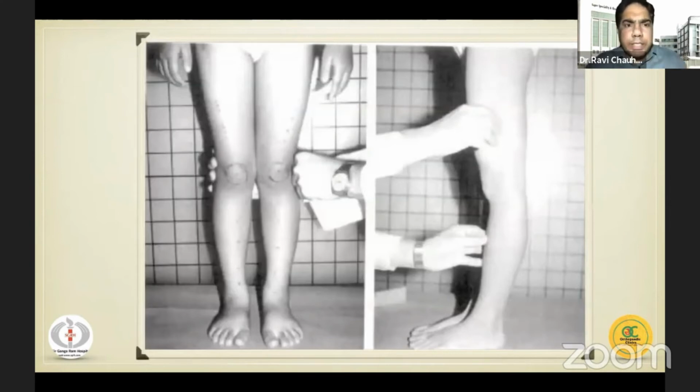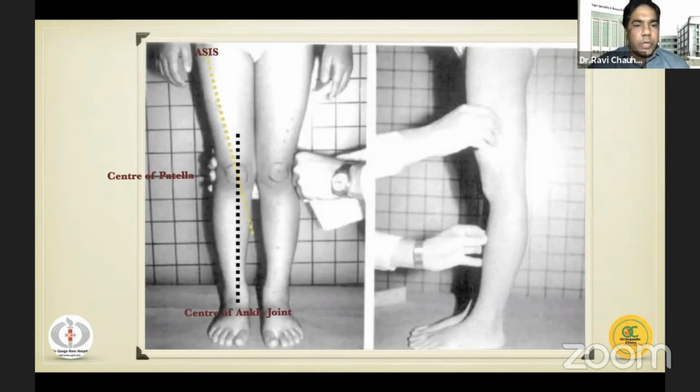Just position this patient in this way, fully extended, erect. Mark the ASIS, mark the center of the patella, mark the center of the ankle joint. Join the ASIS with the center of the patella. Join the center of the patella with the center of the ankle joint. And if you put the goniometer over it, then the angle between these two is the tibiofemoral angle.